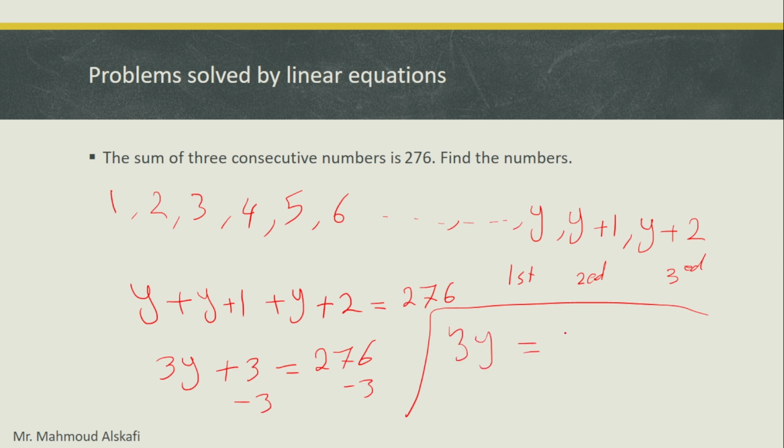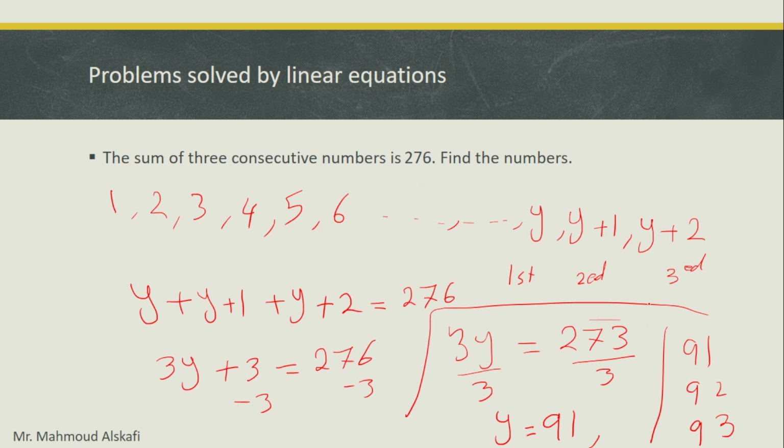273. Divided by 3, y equals 91. So the numbers should be 91, 92, and 93. Now check: 90 plus 90 plus 90 is 270, and 1 plus 2 is 3, plus 3 is 6. So 276.